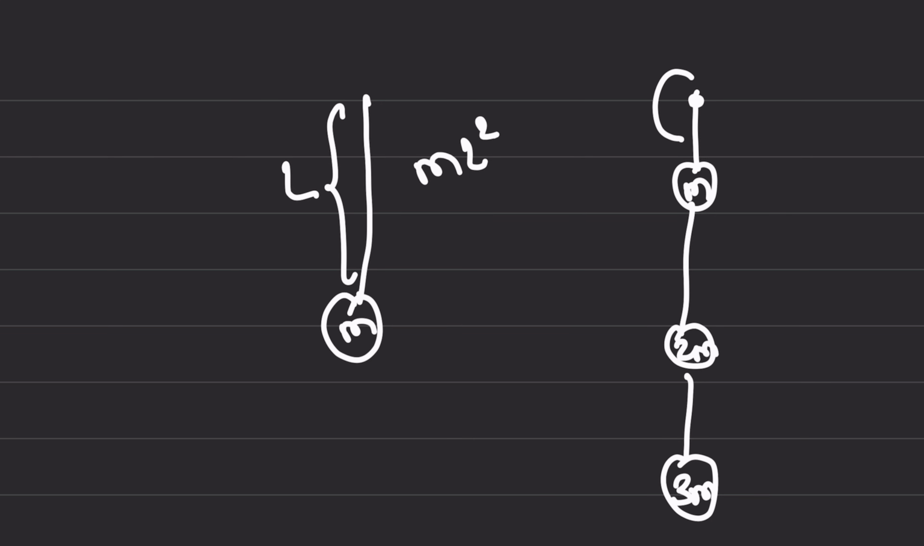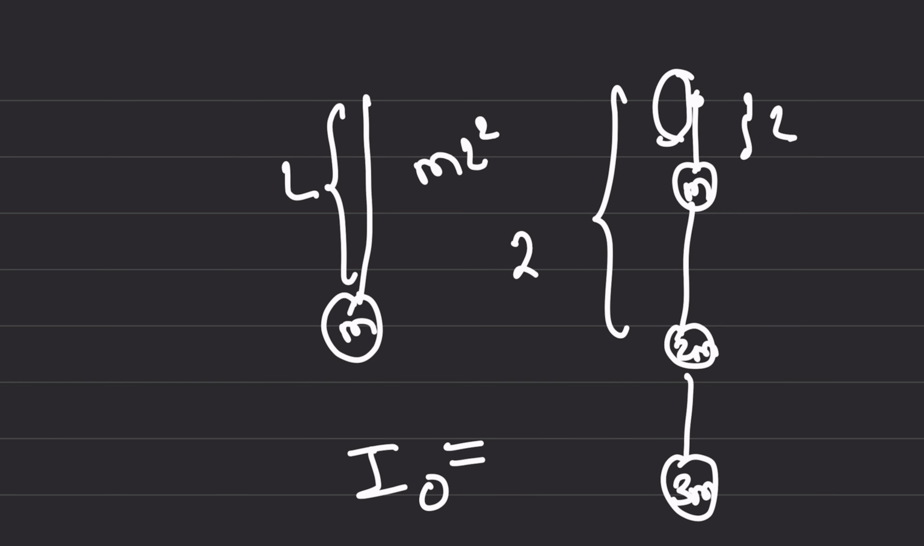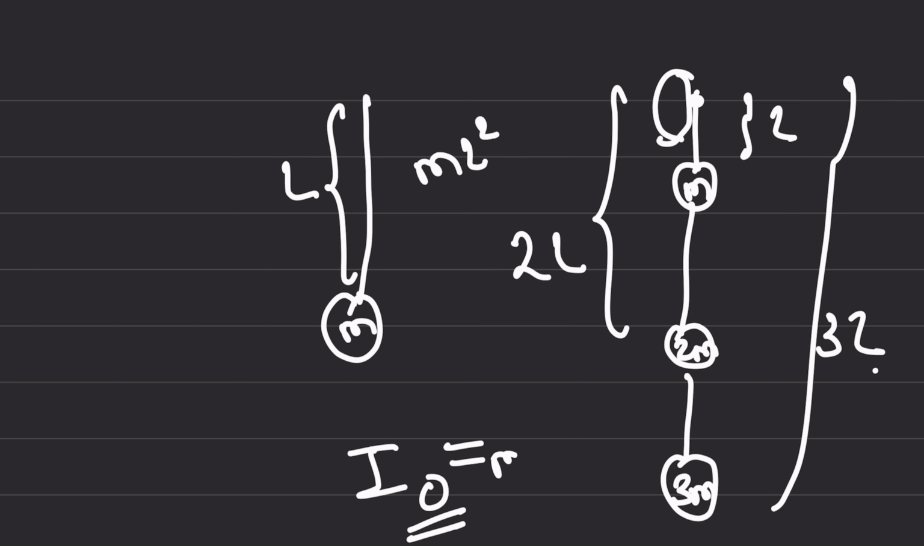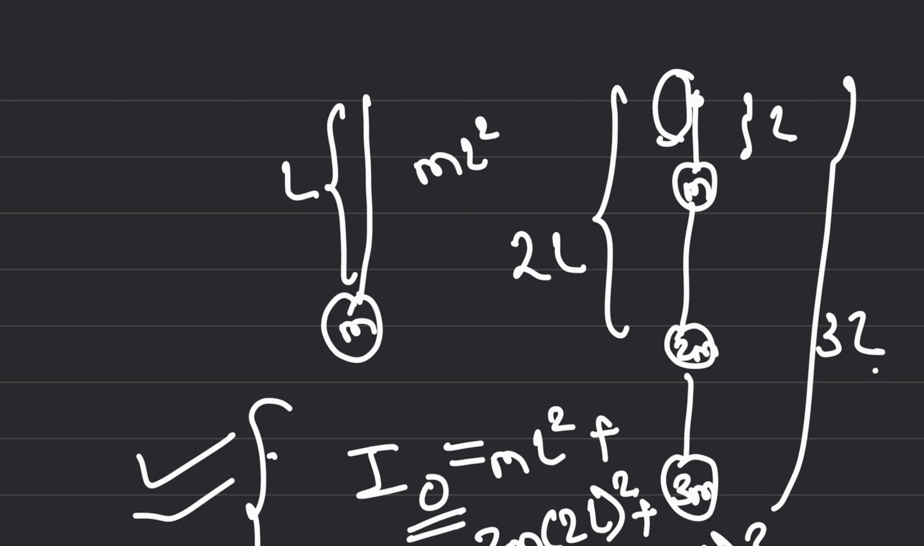Okay, so I from this point O. Suppose that this is point O. So I from point O. This is L, this is 2L, and this is 3L. So what will be the moment of inertia from point O? It is ML square plus 2M into (2L) whole square plus 3M into (3L) whole square. So this is the moment of inertia for this system.